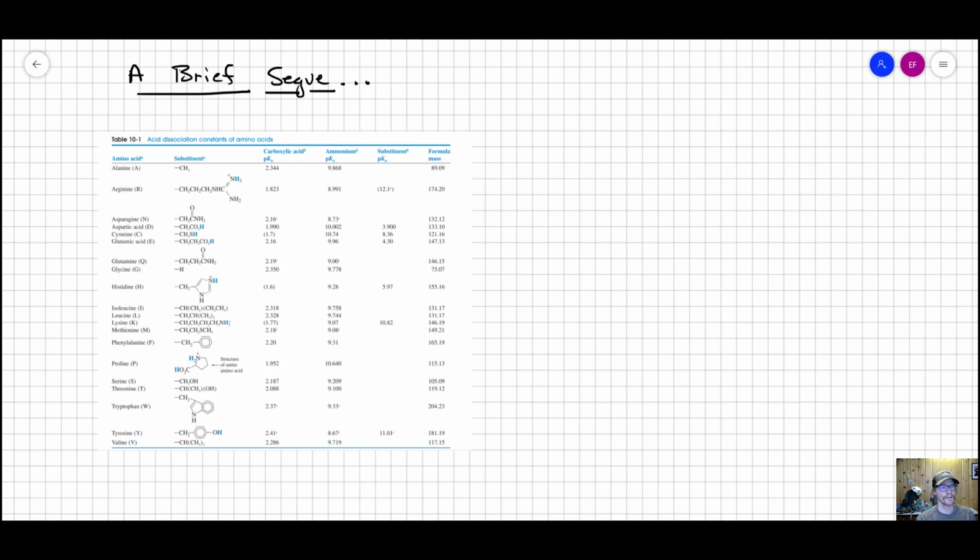So these are all the pKa's of the amino acids. And you can see that all of them have at least one carboxylate pKa and ammonium pKa, so they have two, and many of them have these additional R groups or substituents that have a third system. This is massively important, right?